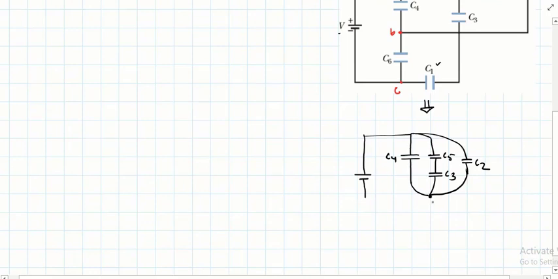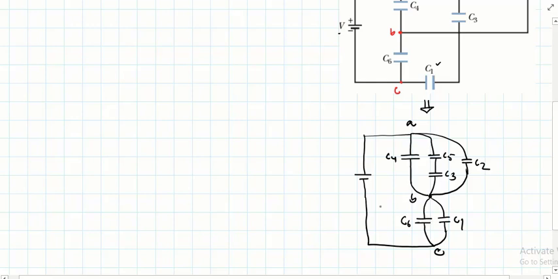And what about over here? This is the C6 capacitor, and this is the C1 capacitor. They are connected at another point, which is the node. I can also label this as point A, this as point B, and this as point C. That should be the equivalent circuit.